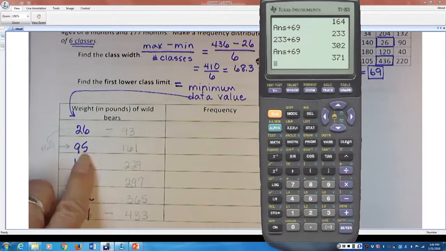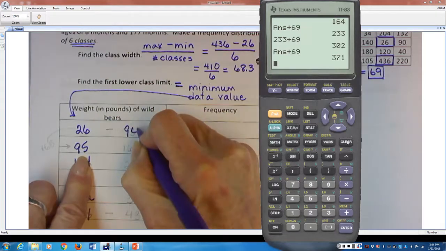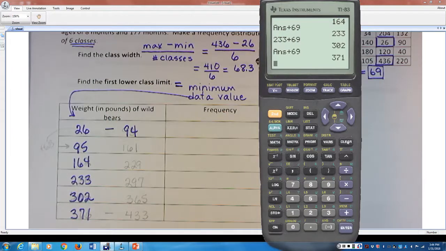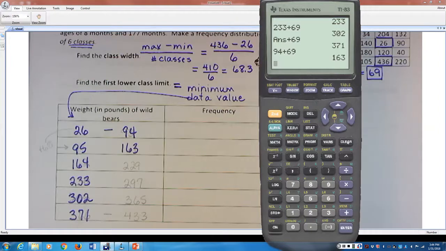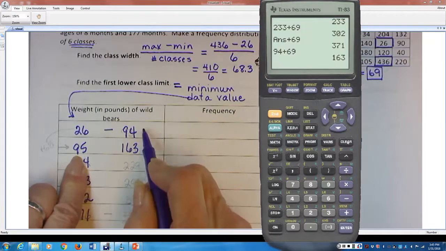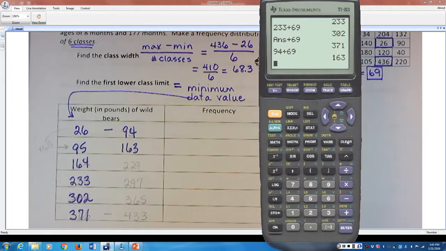And now the largest number that's going to go in this interval is going to be 94, not 93. And if I add 69, then I get 163. Okay, so where did you get the 94 again? If this is the first value that goes into the second group, what's the last value that could have gone into the one before it? 94, okay? So the 94 plus 69 is 163.